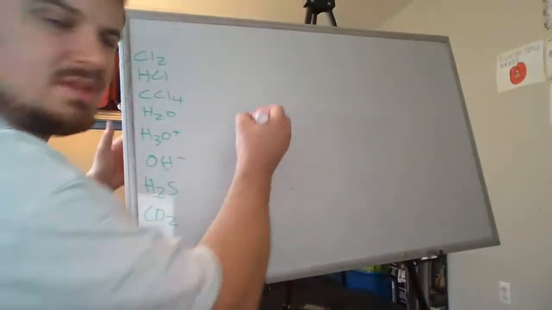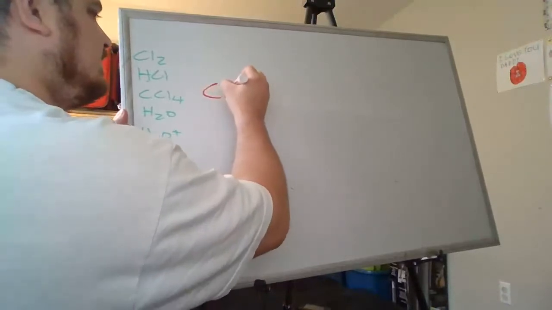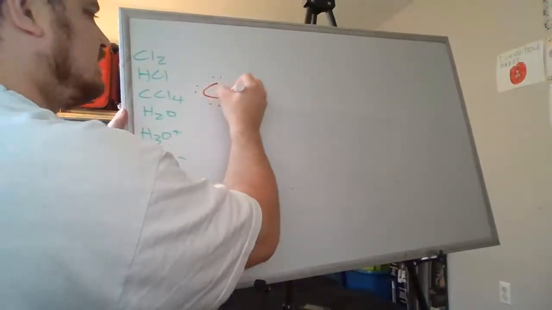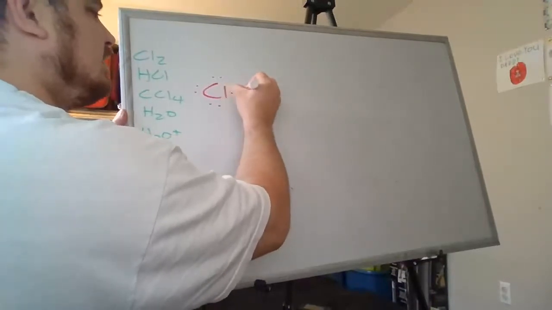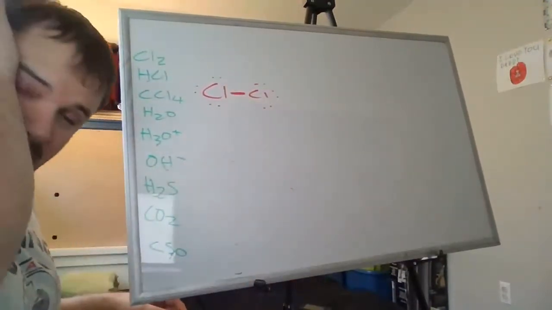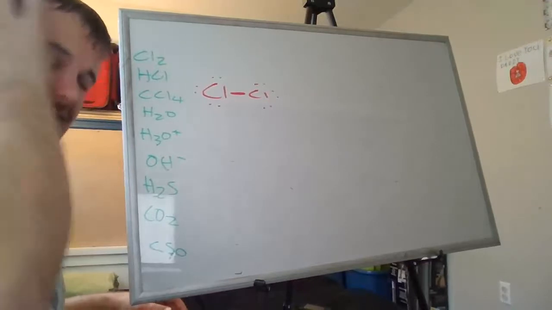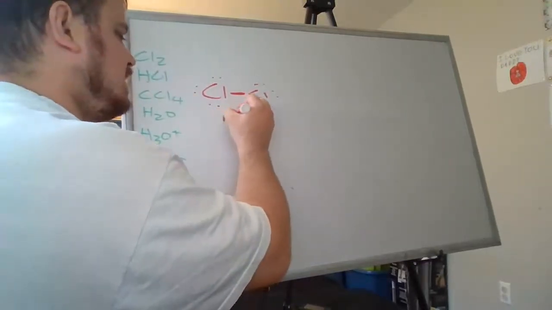Correct way to do each of these problems. First, we have Cl2. This will be one of the easier ones because you have chlorine. They have a bond right there, and who wins the tug of war of electrons? Neither. So it's just going to be nonpolar.